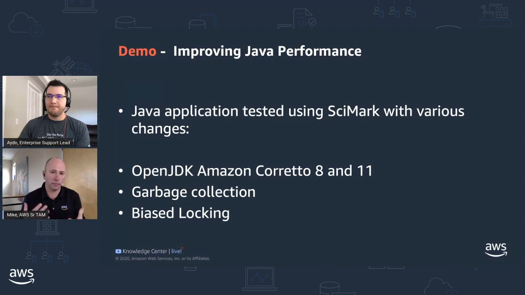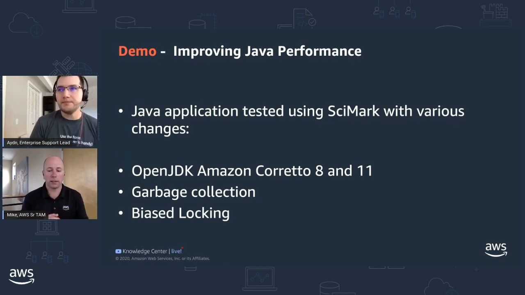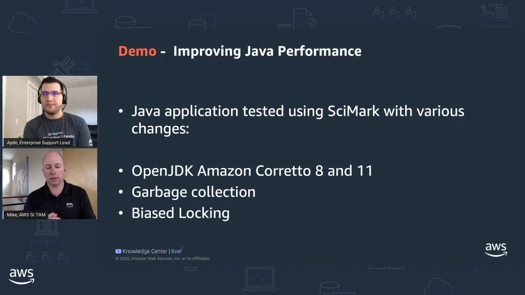There are some deeper tunes that you can do. Some OS distributions on Graviton2 use 64 kilobyte pages instead of the standard 4. So some heap tuning can be required for that. I'm not going to dive into that with this demo. I'm going to talk mostly about comparing the OpenJDKs 8 and 11 and Corretto 8 and 11.